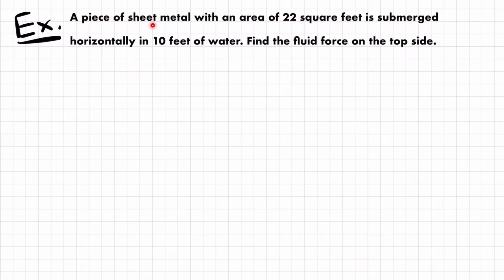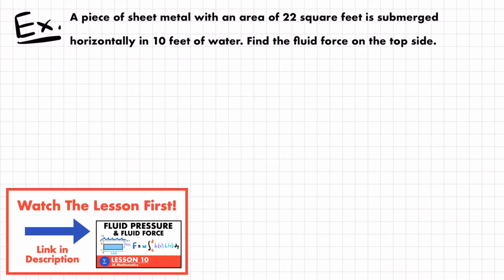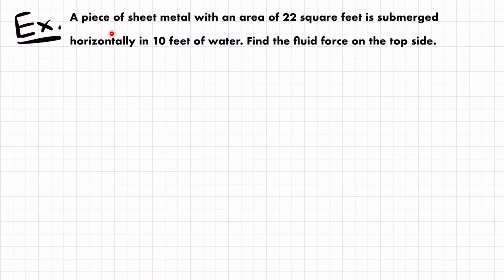We have a piece of sheet metal with an area of 22 square feet submerged horizontally in 10 feet of water. Find the fluid force on the top side. All right, so when we're dealing with a surface that is submerged horizontally in a fluid, such as water, we do not need to use calculus to find the fluid force. And so in this case, since we are looking at a piece of sheet metal that is submerged horizontally in water, we will use the following formula to calculate the fluid force.